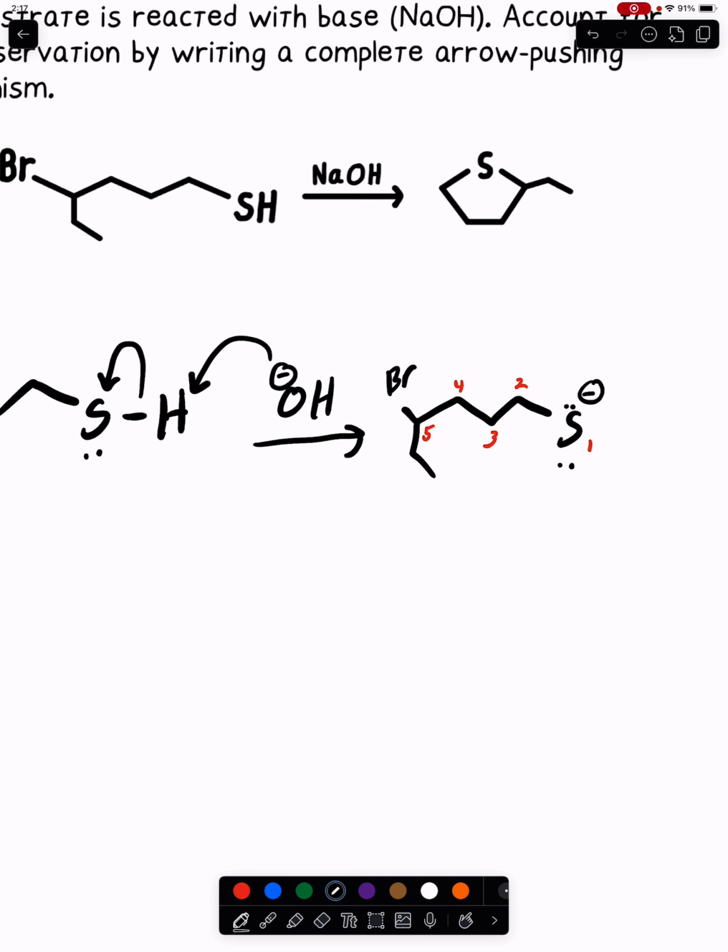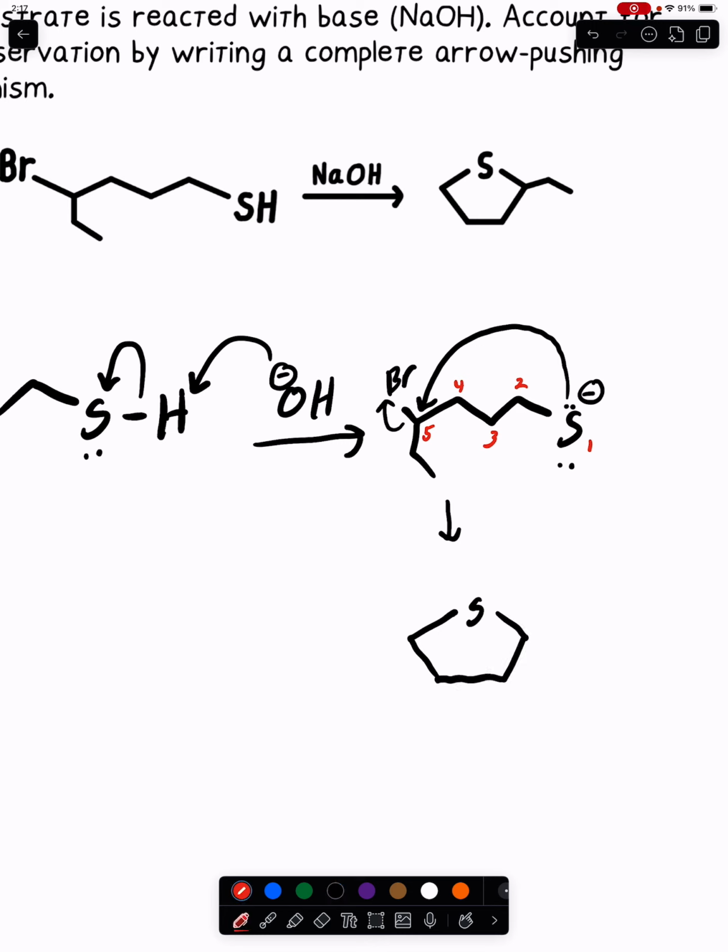So what will happen next is the electrons on sulfur can act as a nucleophile by attacking the positive charge on carbon that I labeled 5. That's going to kick out the bromine leaving group here. All right, so we're going to form a 5-membered ring with sulfur in it.